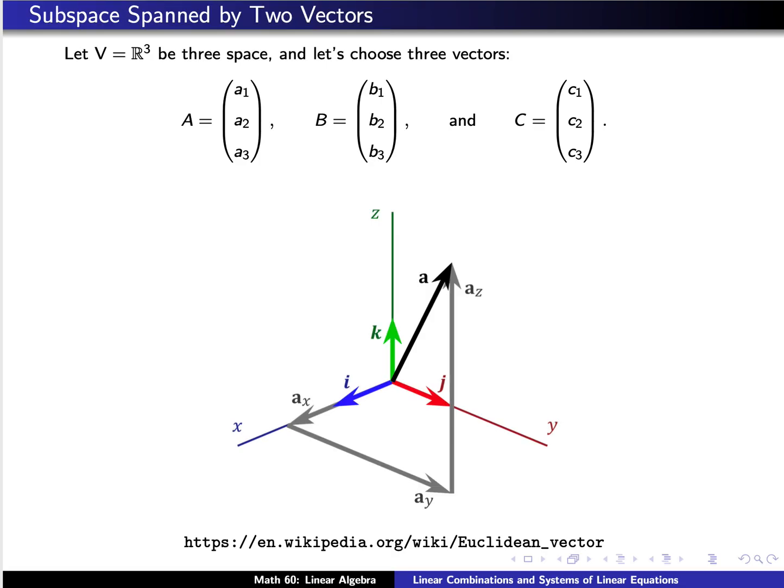Let's consider three space. That is, we'll simply draw pictures now in 3 dimensions. And here we'll choose 3 vectors that we'll denote by capital A, capital B, and capital C. You can see from the diagram here that we could choose capital A to be the blue vector, denoted by i in the diagram. We could choose B to be the red vector, denoted by j, and we could choose C to be the green vector, denoted by k here in the diagram.